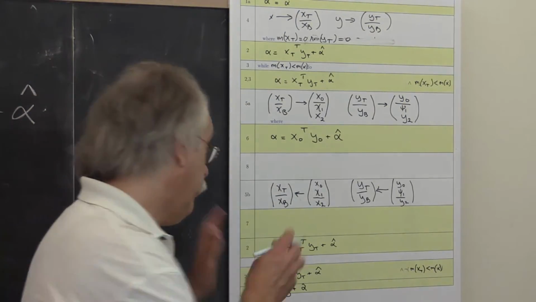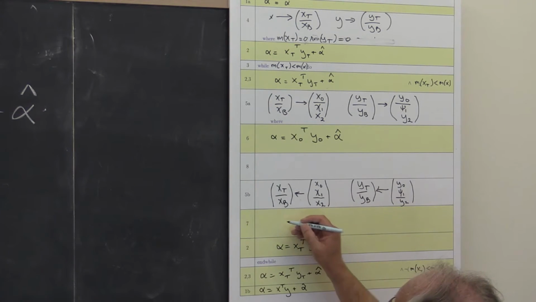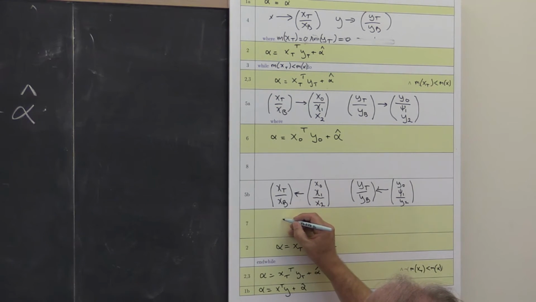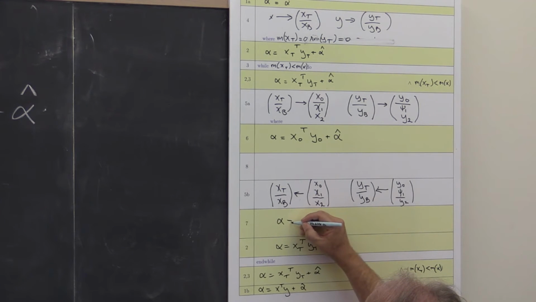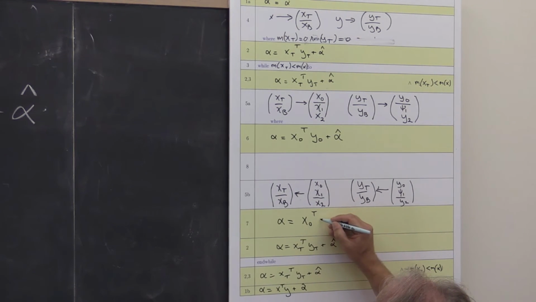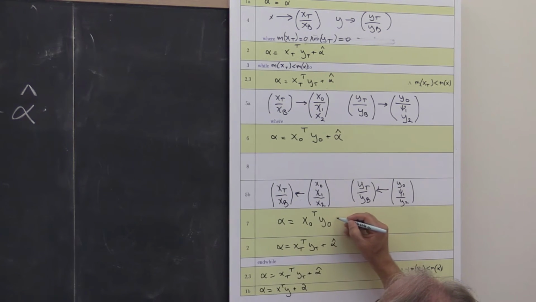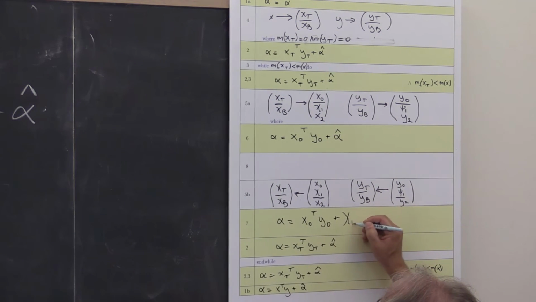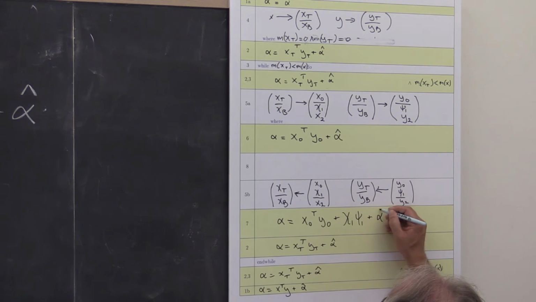Okay, so we go over here and we say the state that alpha must be in right here is that it must equal x0 dot product with y0 plus chi 1 times psi 1 plus alpha hat.